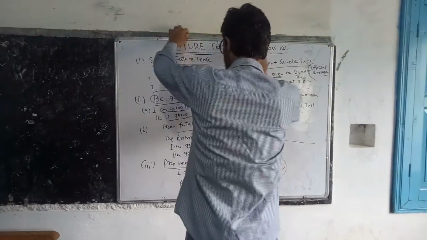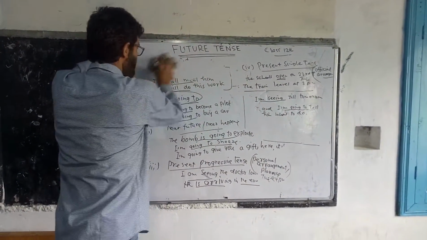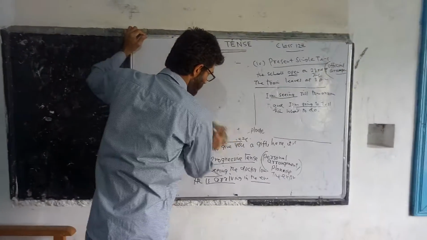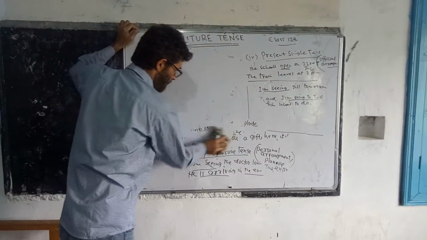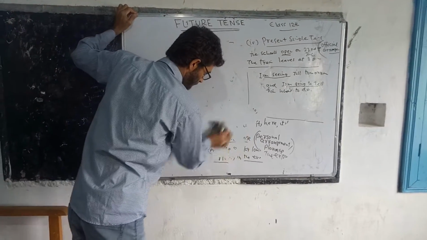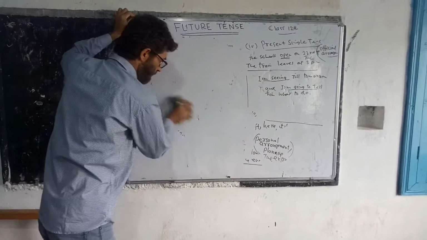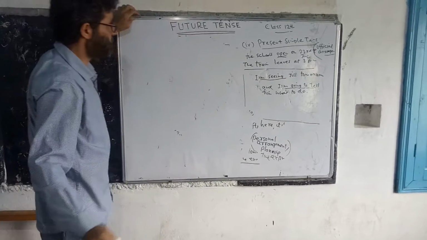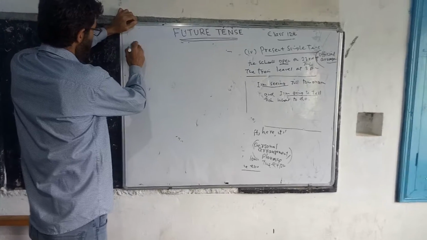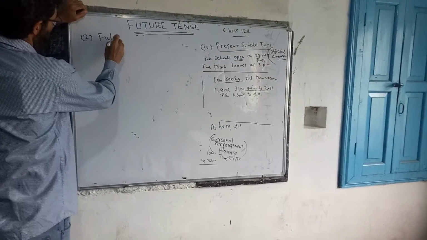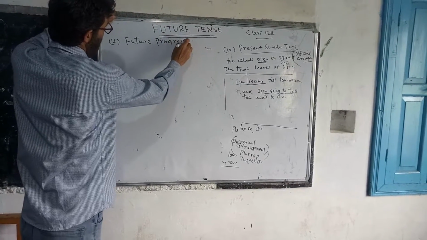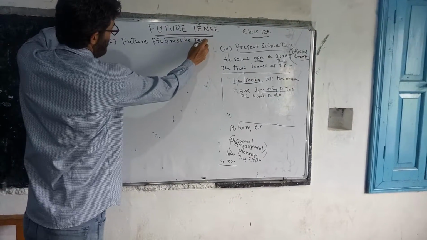Now we completed simple future. अब हमें देखना है future progressive. इसमें दो examples हम देखेंगे और complete हो गए. Simple future was a bit lengthy. Now, so first type of future tense was simple future. Second is future progressive tense. दूसरा नाम क्या है इसका? Future continuous tense.